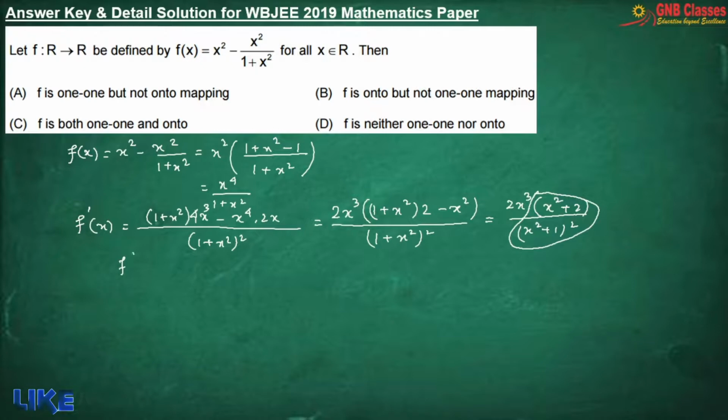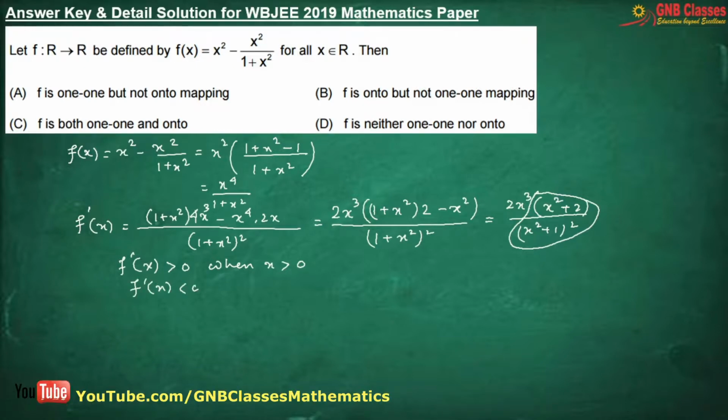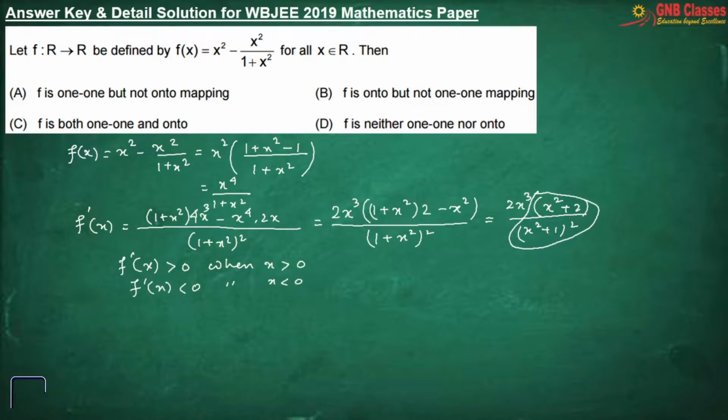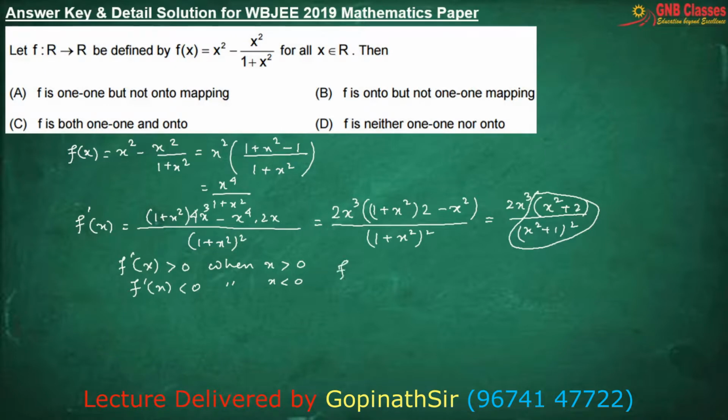Therefore, f'(x) is greater than 0 when x is greater than 0, and f'(x) is less than 0 when x is less than 0. Therefore, in the given domain, function f(x) is somewhere increasing and somewhere decreasing. So it is not a strictly increasing or decreasing function. Therefore, f(x) is not a 1-1 function.